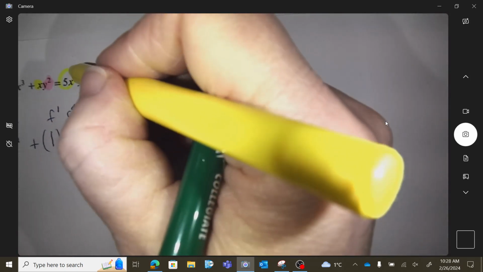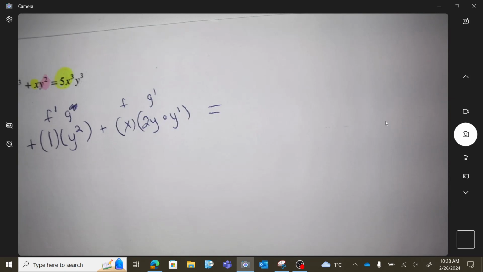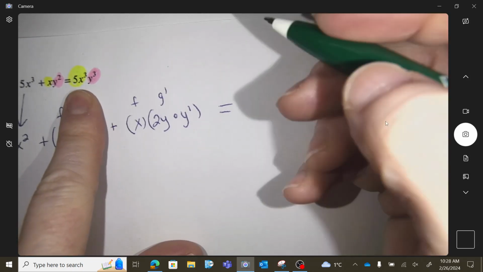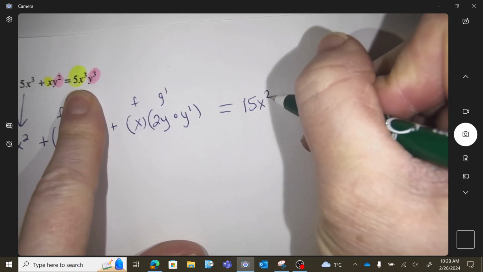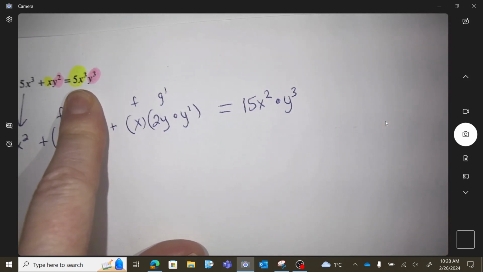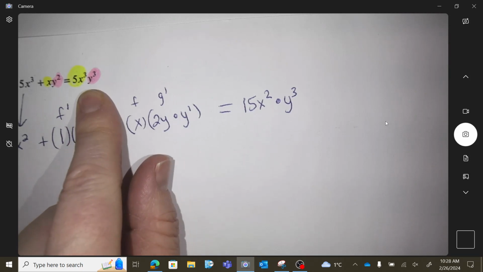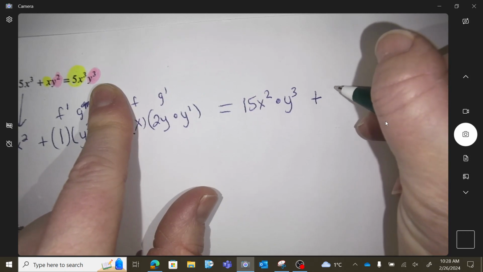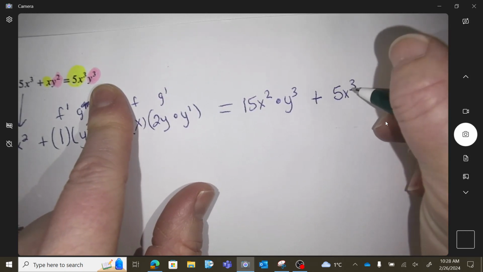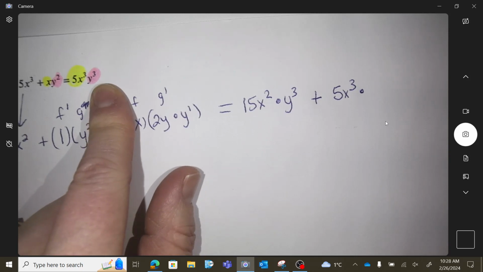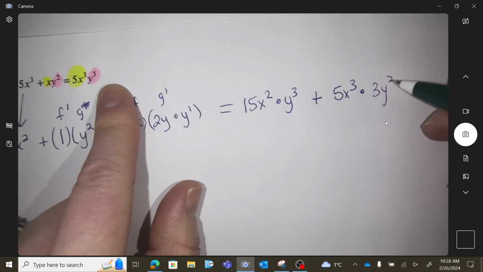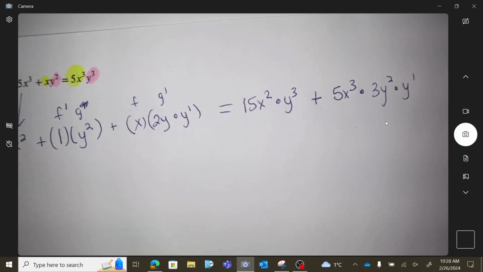You know what I'm going to do again? Another product rule. So there's my yellow and my pink. Okay, so derivative of yellow is 15x squared times original pink, plus original yellow. Derivative of pink is 3y squared, but I've done a y, so I attach a y prime.